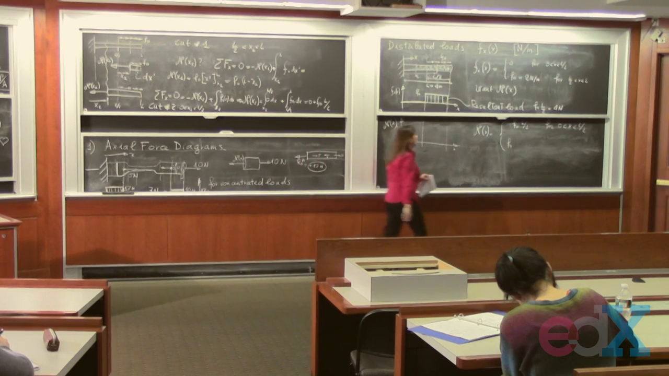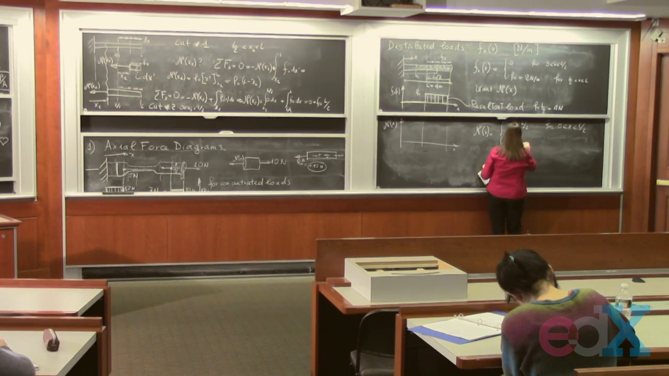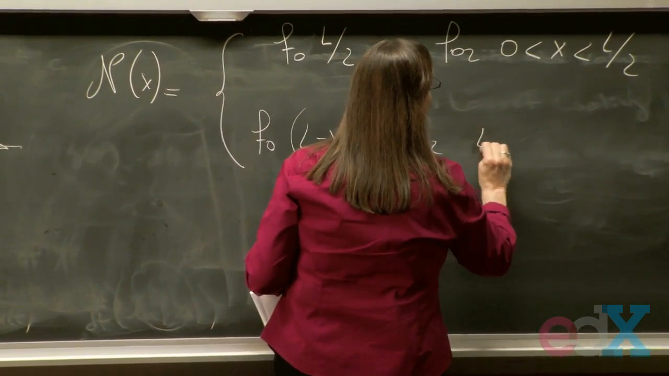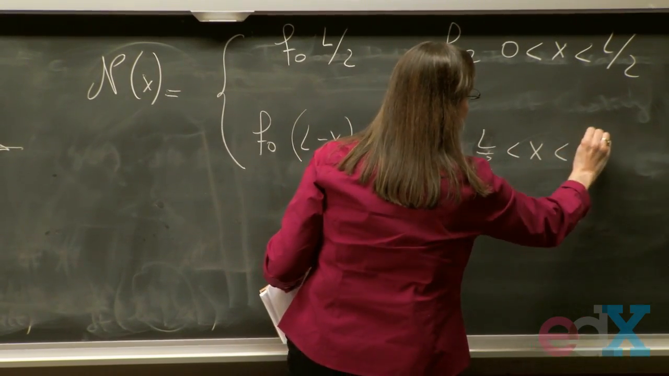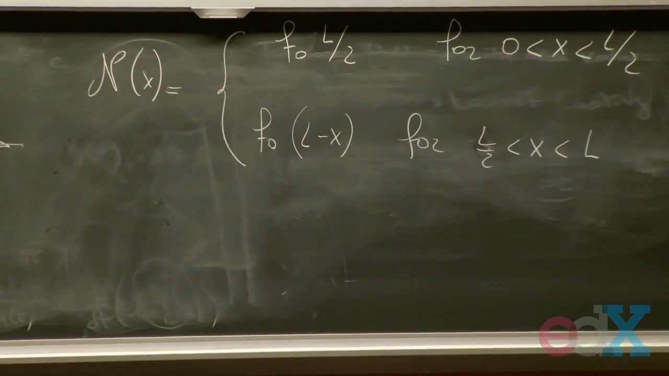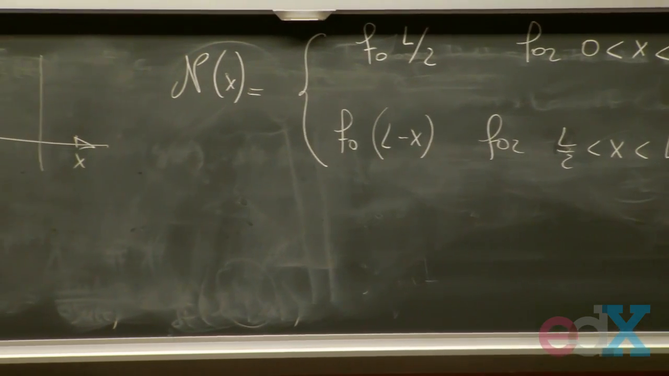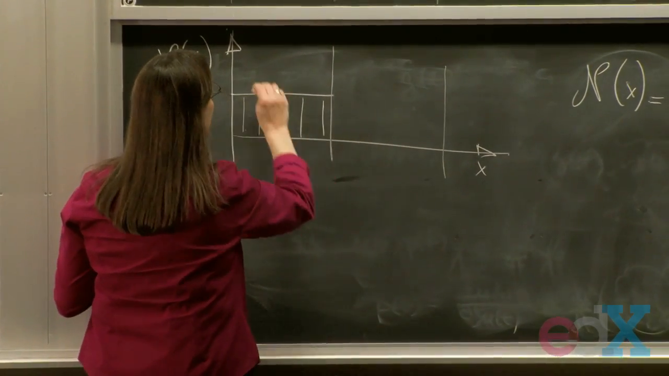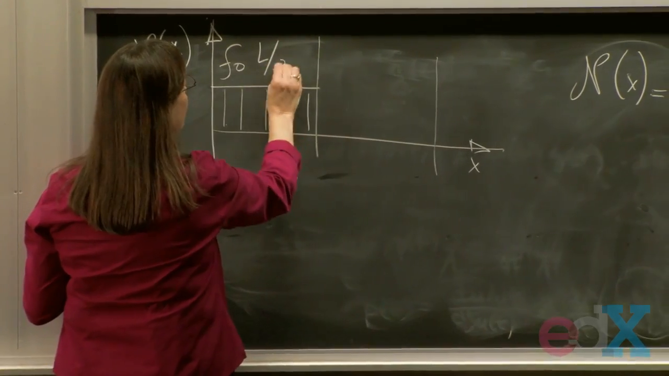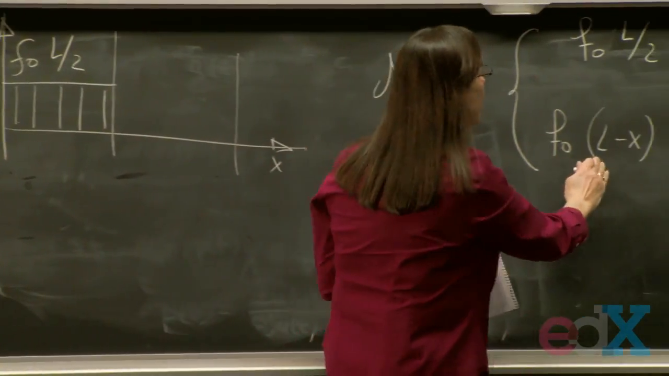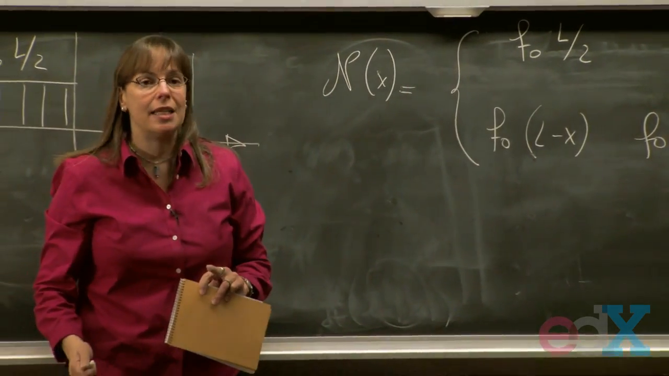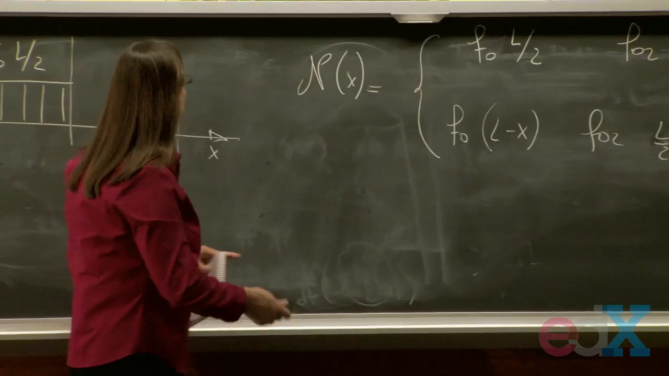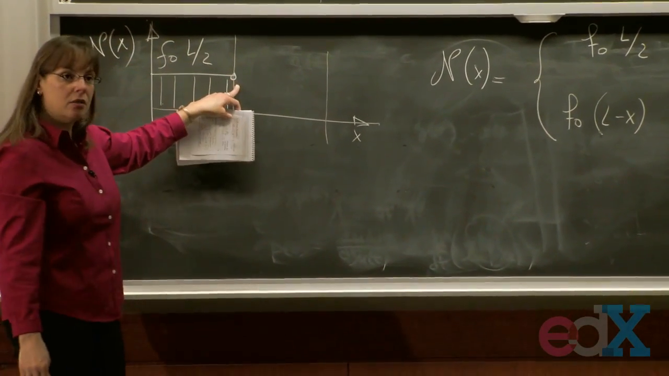that multiplies L minus x for L over 2 less than x less than L. So if we plot this thing out, what do we find? We find that on this side of the bar, n of x is f0 L over 2. On this side of the bar, we see that n of x is linear with x. Of course, for x equal L over 2, you find the same thing that you have here.